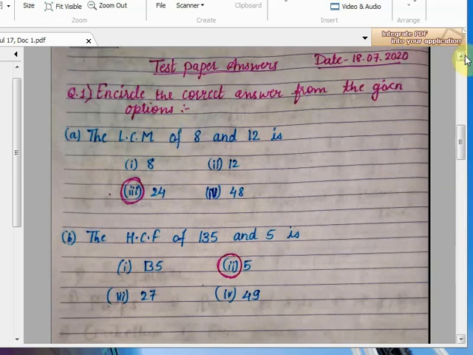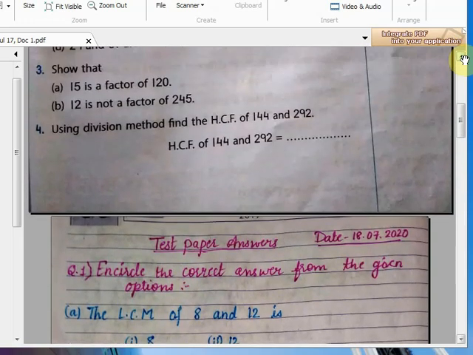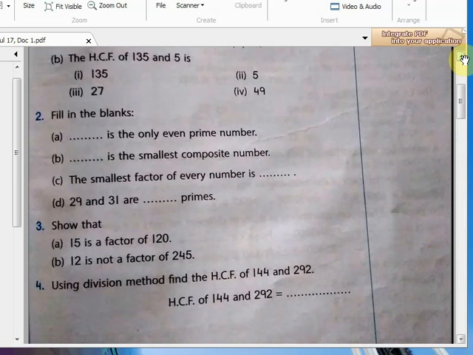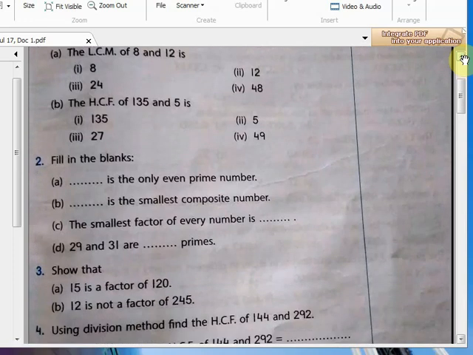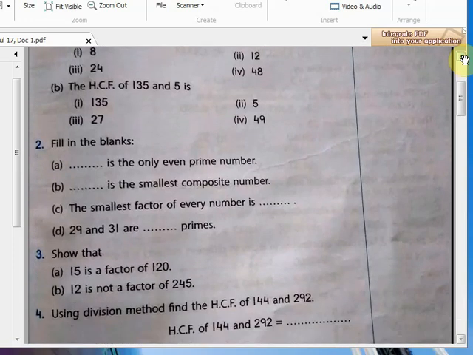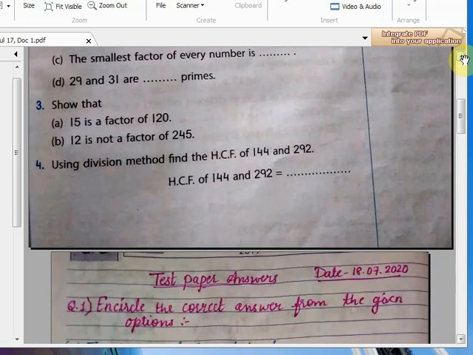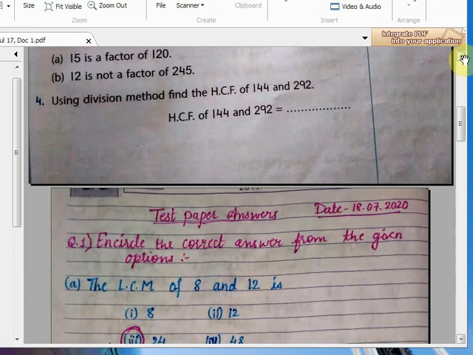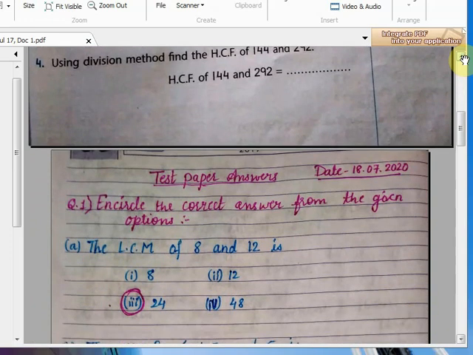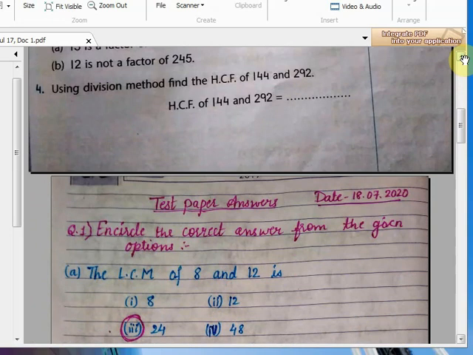So this was your question paper of today's class. There were a total of 4 questions and all were compulsory. 2 were of objective type, where you have to select one of them. And 4 questions of filling the blanks, where you have to write their answers. And the third is to show that 15 is a factor of 120 and 12 is not a factor of 245. And in the fourth question, using the division method, find the HCF of 144 and 292.